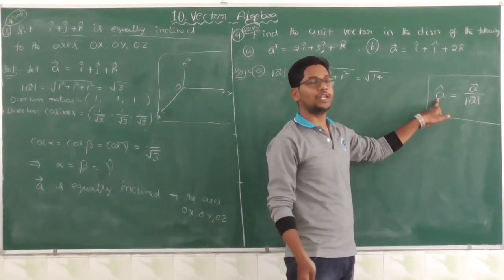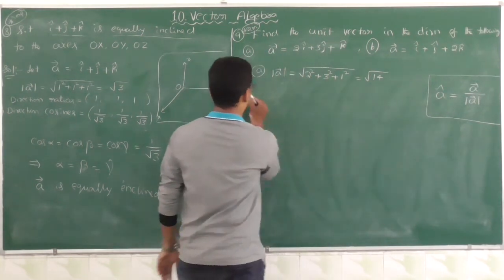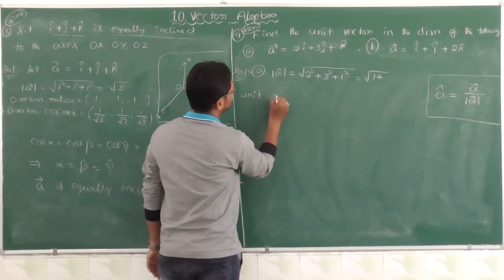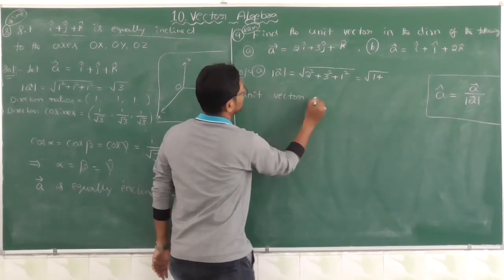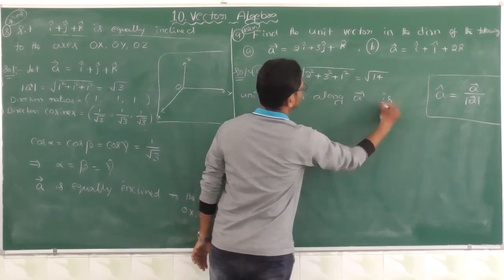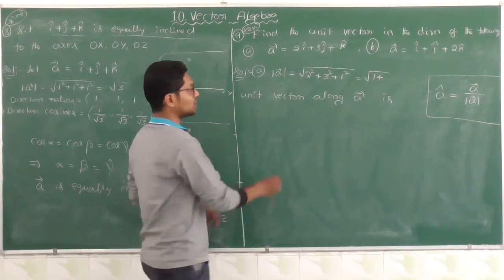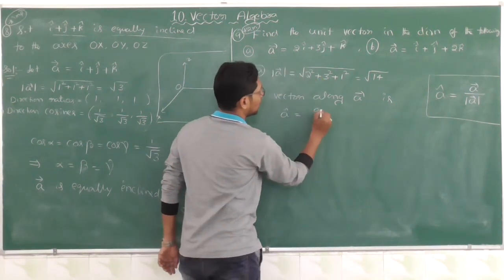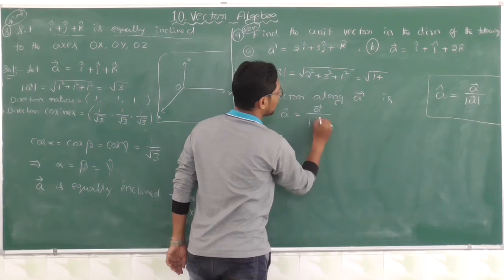Next, unit vector A cap. First, write down the formula. Unit vector along A vector is A cap equals to this formula I am writing: A vector divided by magnitude of A vector.